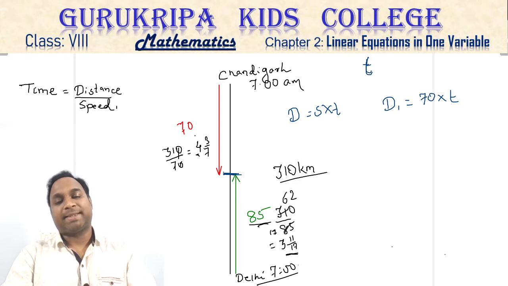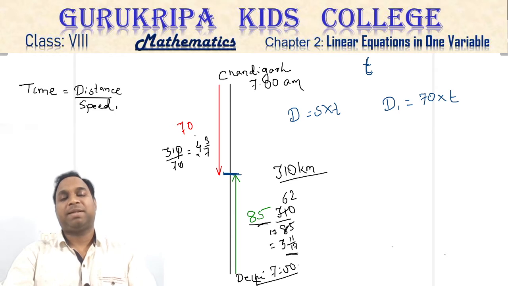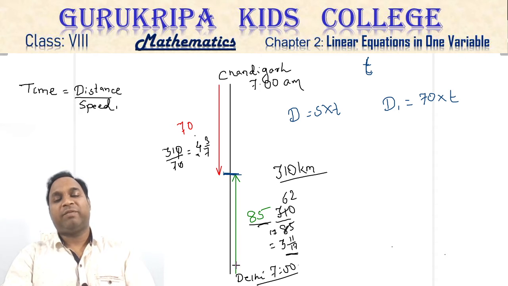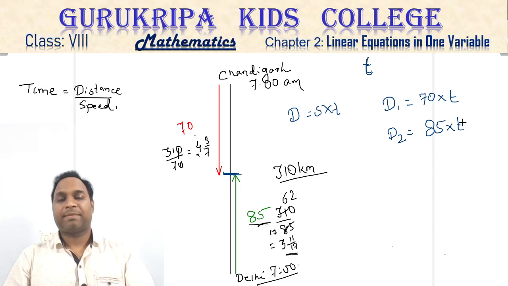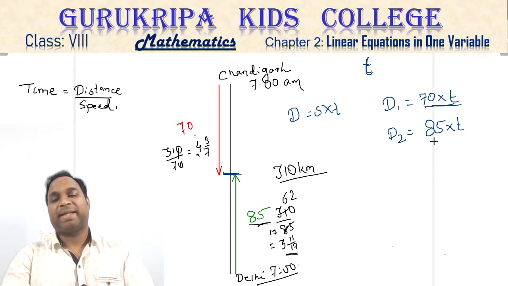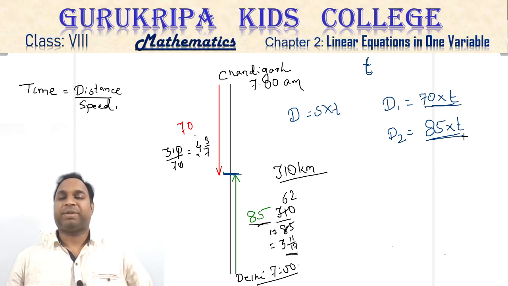Both are starting at the same time and they are both meeting at the same time, so they have to travel for equal time. And after t hours, this train is here. So in t hours, how much distance this train will cover? D2 is equal to speed 85 into t. Okay. So first train is covering 70 into t hours. Second train is covering 85 into t hours.